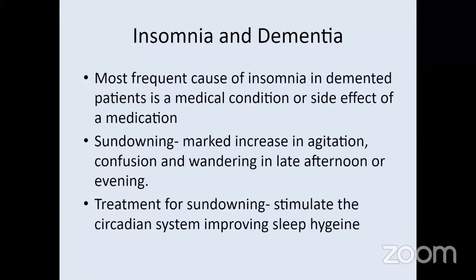So let's speak about insomnia and dementia. The most frequent cause of insomnia in demented patients is a medical condition or side effect of a medication. So sundowning, what is sundowning? It's a marked increase in agitation, confusion, and wandering in late afternoon or evening. How to treat sundowning? By stimulating the circadian rhythm, which will lead to improvement in sleep hygiene.